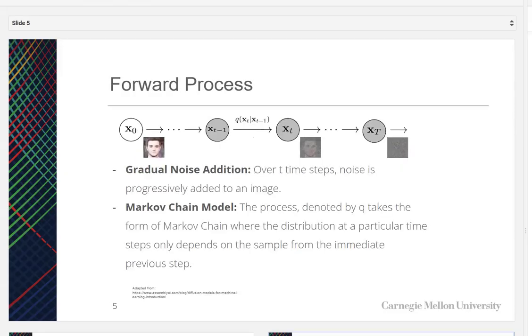So we have two processes in the diffusion model, the forward process and the reverse process. For the forward process, we add the noise over t time steps. This process, which is denoted by q, takes the form of a Markov chain, where the distribution at a particular time step only depends on the sample from the immediately previous step.